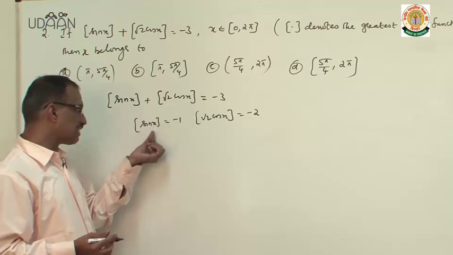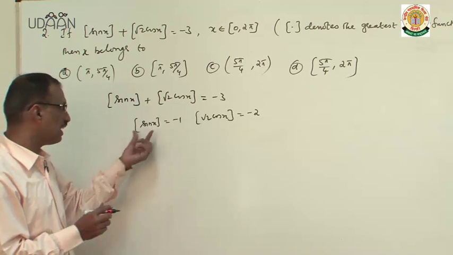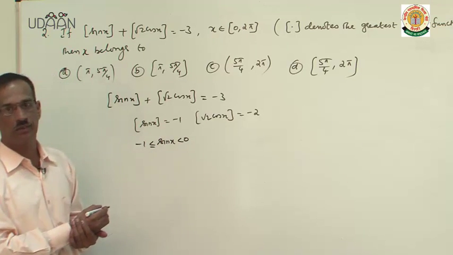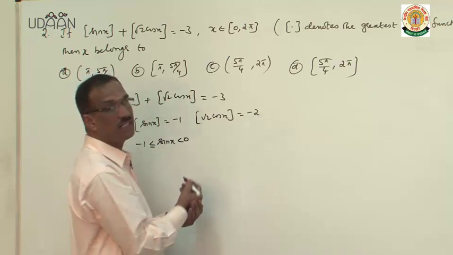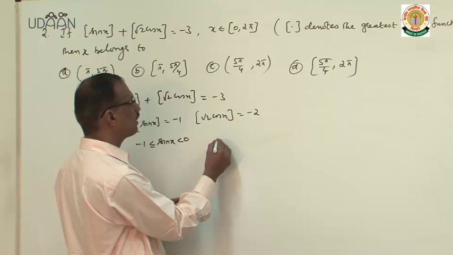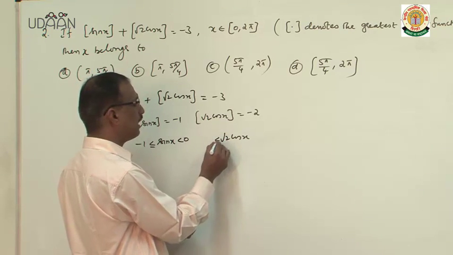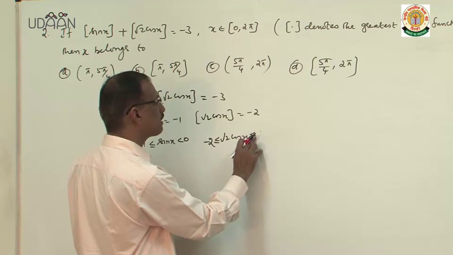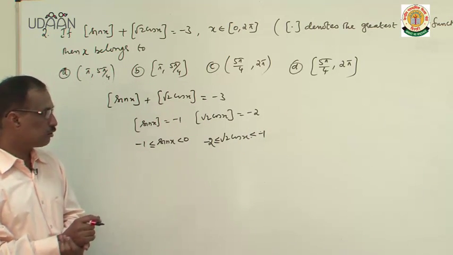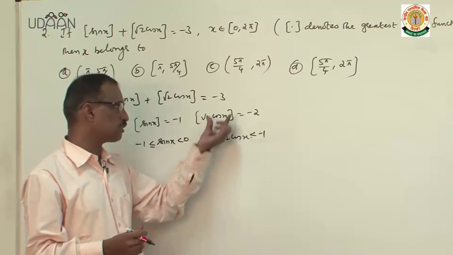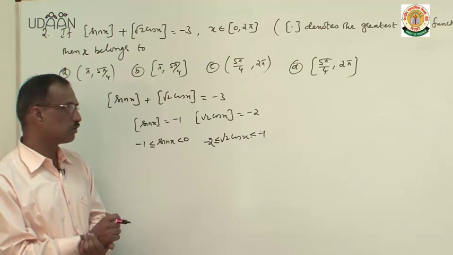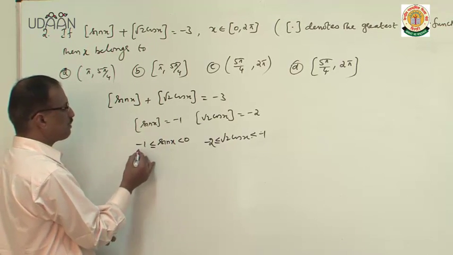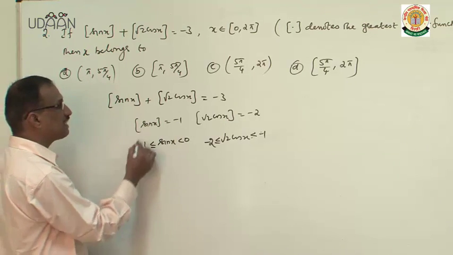So, we know that as it is giving you minus 1, it will lie between minus 1 less than or equal to sin x less than 0. And similarly, it is equal to minus 2, which means root 2 cos x lies between minus 2 to minus 1. So, from minus 2 to minus 1 it will give us minus 2. So, we get here from this that sin x lies between minus 1 to 0, therefore, it is fully negative.